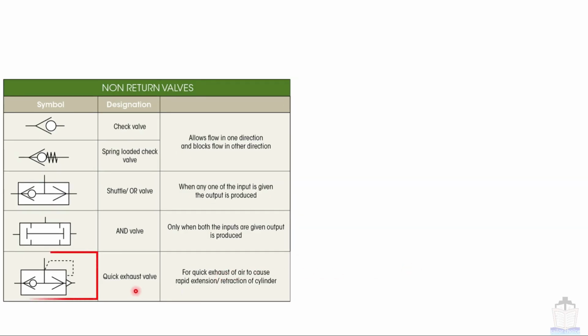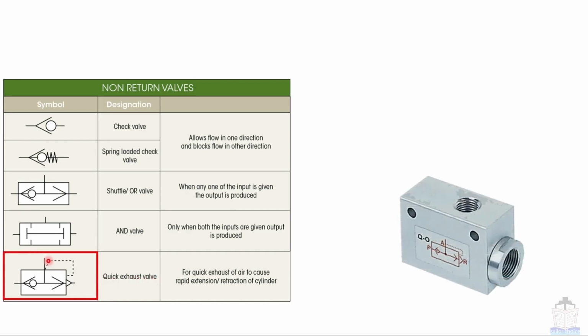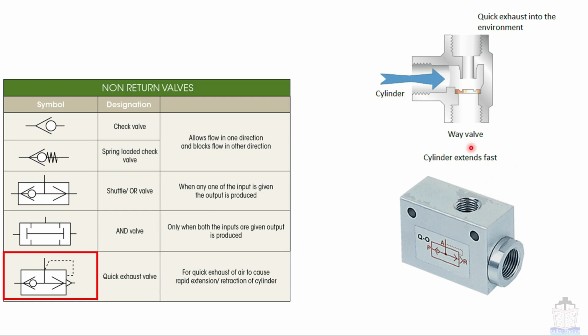Now our next valve is the quick exhaust valve. The graphical representation is like this, and its function is quick exhaust of air to cause rapid extension and retraction of a cylinder, and this valve is widely used in the MC engine pneumatic circuit. It will look like this, and now I am going to show you with the help of animation that air comes from here. It lifts the valve so that it chokes this port and it passes from this port.